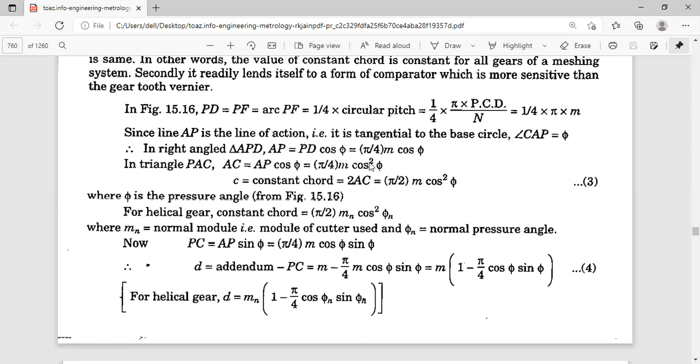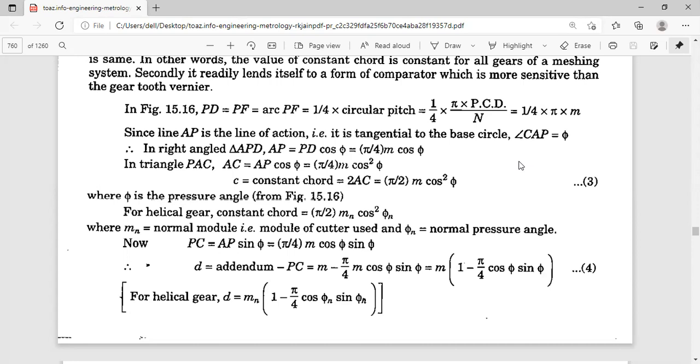And because the chord is 2AC, we have considered only half of the chord here in the triangle PAC. We have to take the double. So 2AC, 2 into pi by 4, will be pi by 2 into m cos square phi. So here phi is the pressure angle.